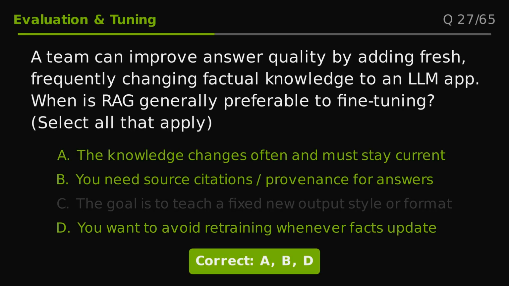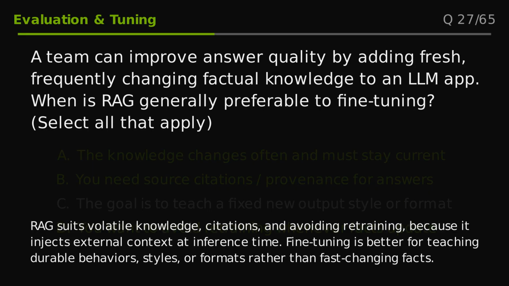The correct answers are U and A. RAG suits volatile knowledge, citations, and avoiding retraining because it injects external context at inference time. Fine-tuning is better for teaching durable behaviors, styles, or formats rather than fast-changing facts.